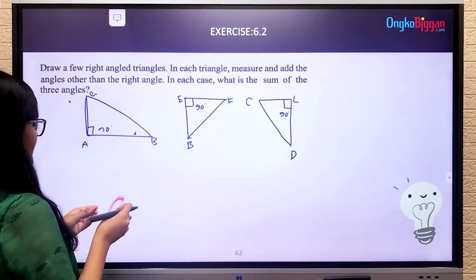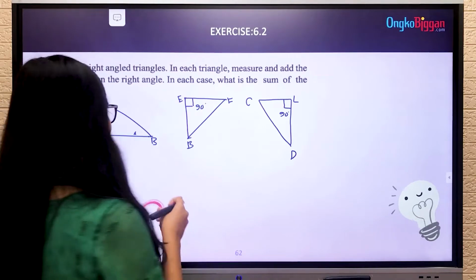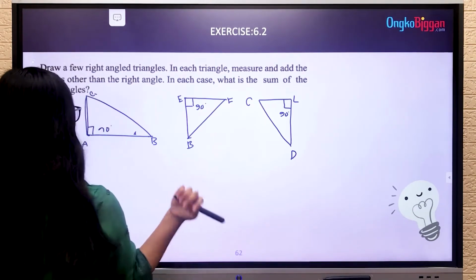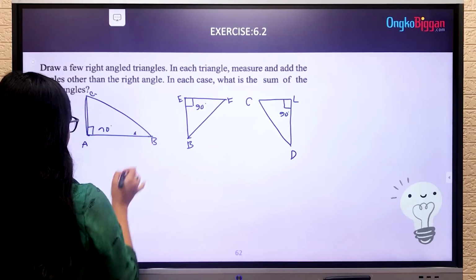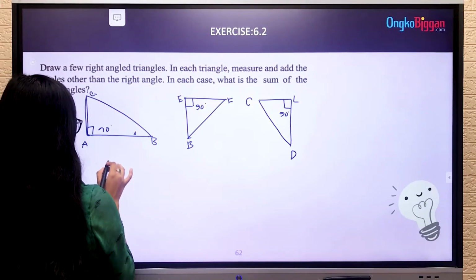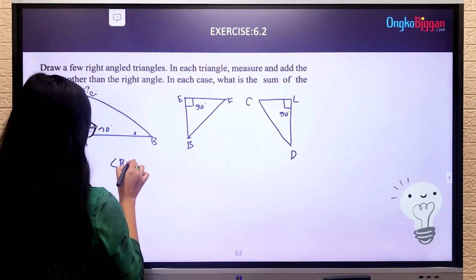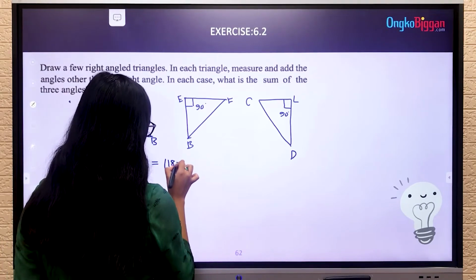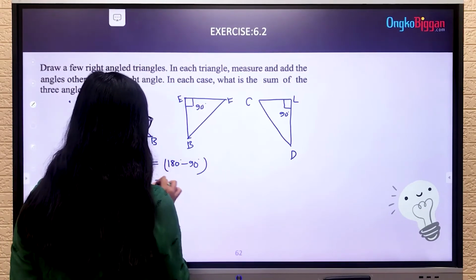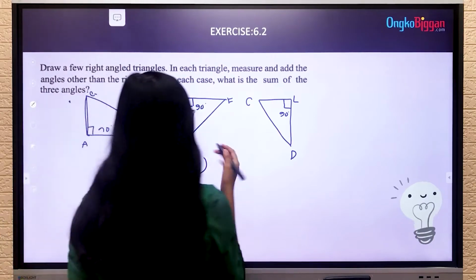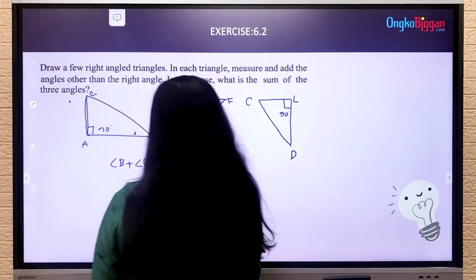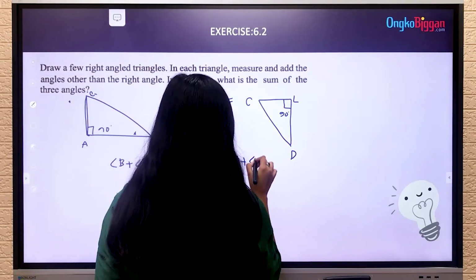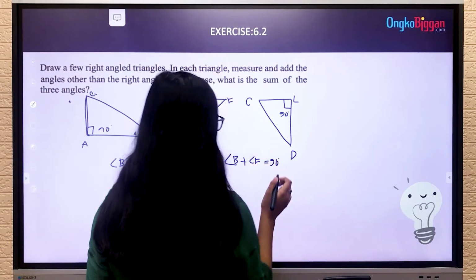So you will just rotate your copy and see the value of each of the angles. I can't show it here because it will stain the board. But if you mark the angles, you will see the value of angle B plus C, however you draw the figure. That means the summation will always be 90 degrees. Whatever length you take, wherever you give the right angle, the other two angles will give a sum of 90 degrees.